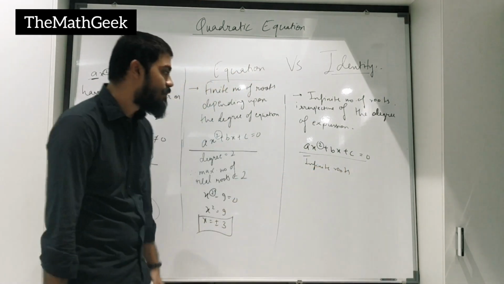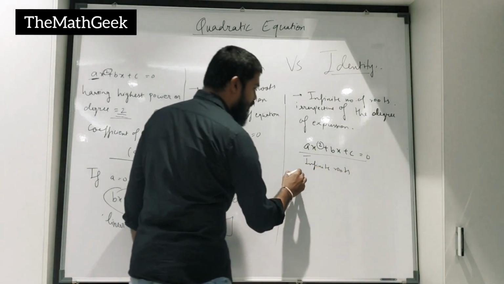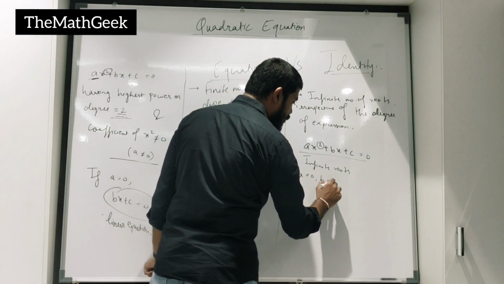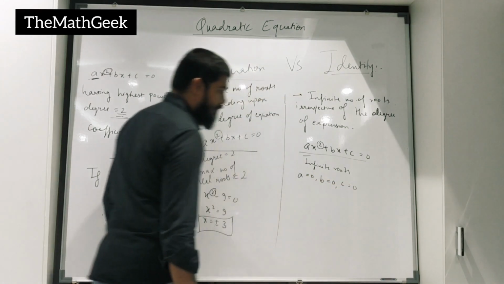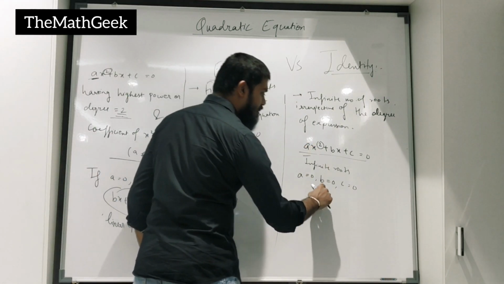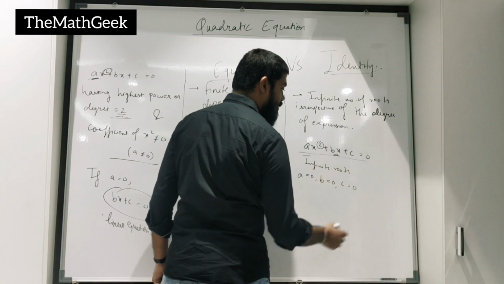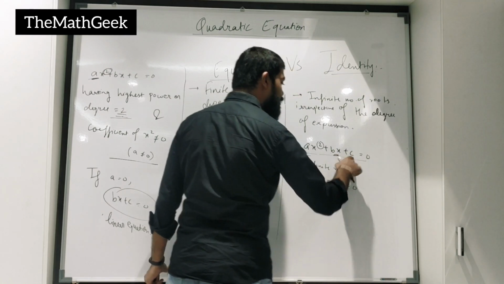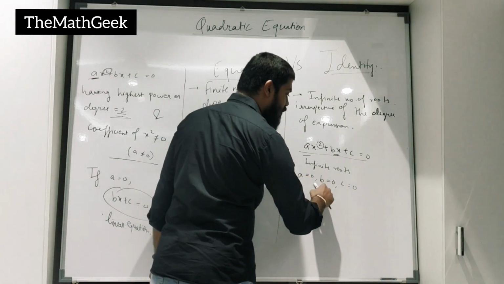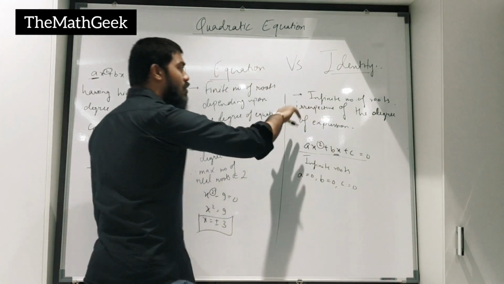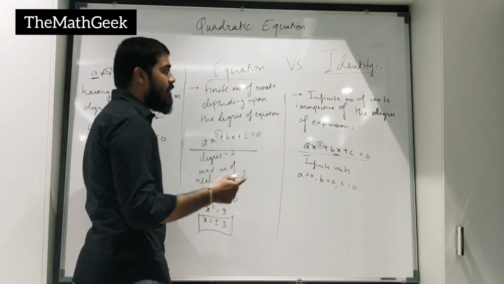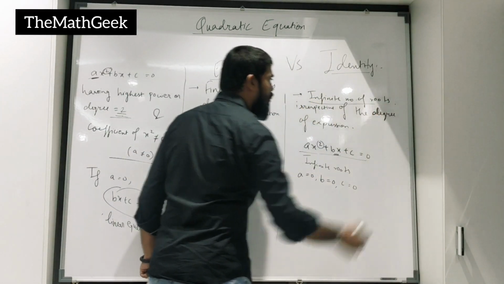How is this possible? This condition is possible if and only if a equal to 0, b equal to 0, c equal to 0. If a is equal to 0, this term gets 0, b is equal to 0, this term gets 0, c is equal to 0, this term gets 0. So if a equal to 0, b equal to 0, c equal to 0, I can call this equation an identity. This equation has an infinite number of roots.